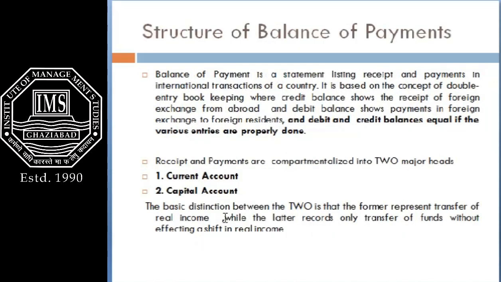Now, the structure of the balance of payments. Here, it's a double entry bookkeeping system. Balance of payment is always a statement listing receipts and payments. So we have categorized the balance of payment into two main heads: current account and capital account. The basic difference between the two is that the former represents transfer of real income, while the latter records only transfer of funds without affecting a shift in real income.